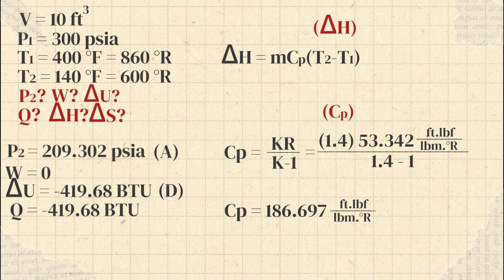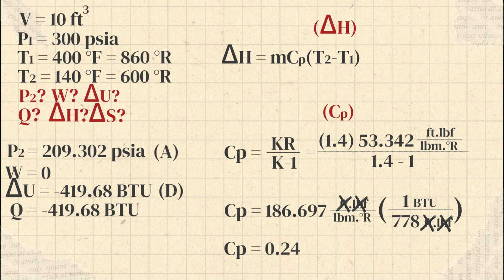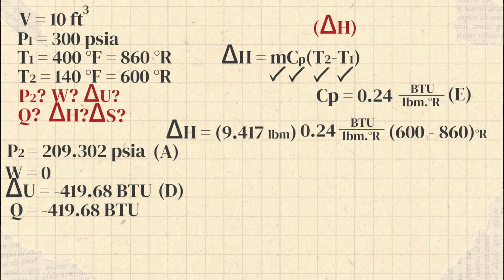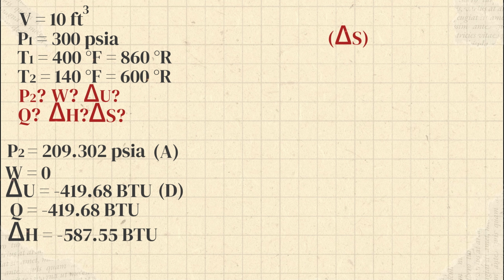So convert ulit natin ng foot-pound force into BTU. So we will multiply 1 BTU over 778 foot-pound force. Then we will get 0.24 BTU per pound mass degree Rankine. So store natin sa E. So kompleto na yung sa change in enthalpy. Calculate natin, we will get negative 587.55 BTU.